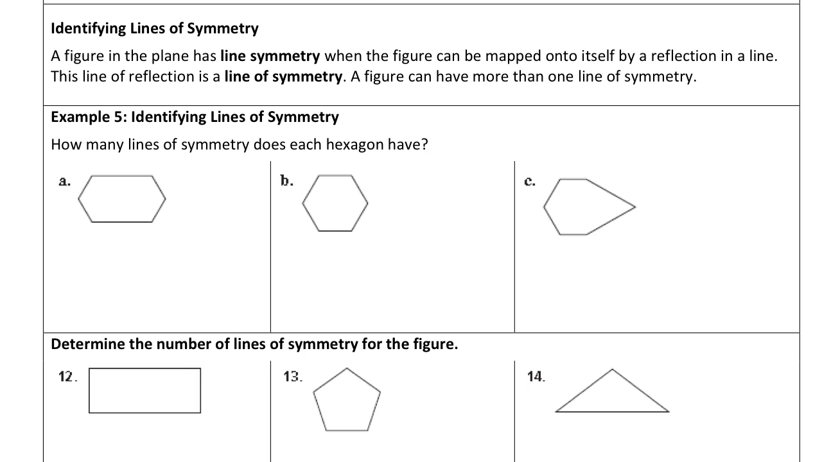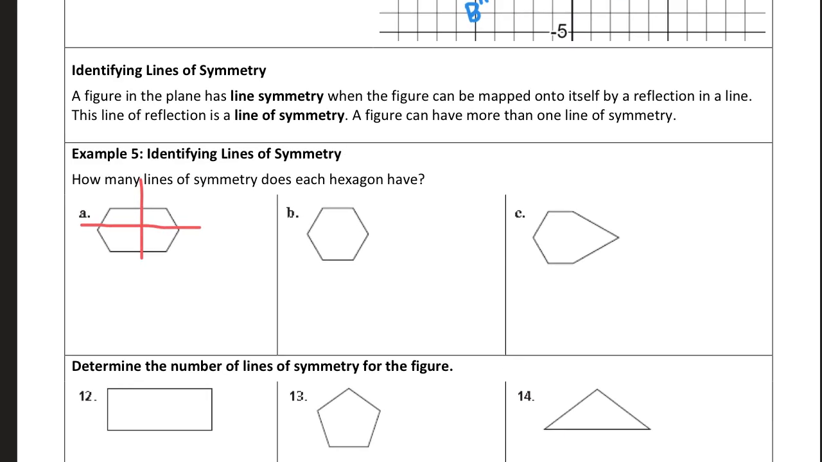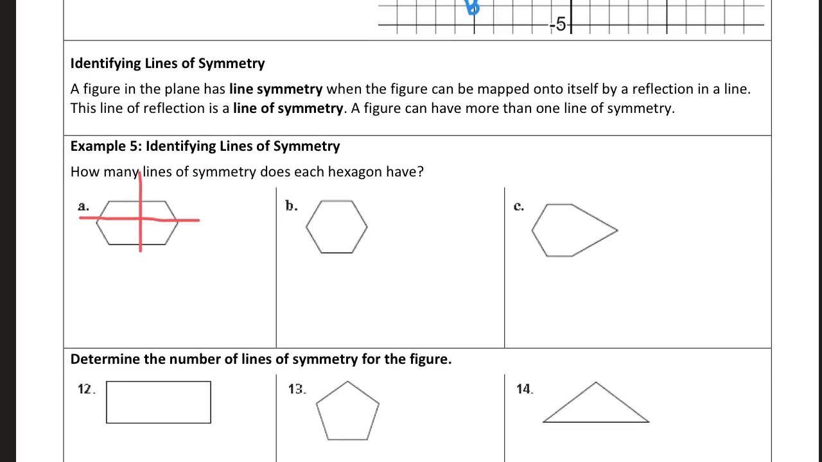So in example 5, I'm just going to quick run through. In part A, how many lines of symmetry does that hexagon have? Well, I would say it has a line, and I'm going to draw this terribly, but this has a line of symmetry right about here through those two vertices. And I would say if we cut this perfectly in half, it would have a line of symmetry there. So I would say that one has 2 lines of symmetry. Okay.